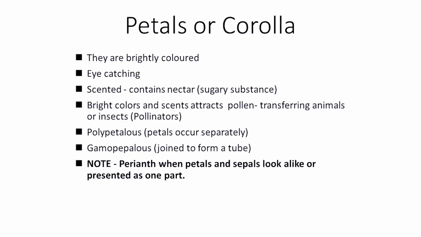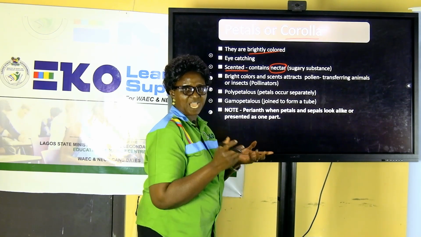Then the next part of the flower is the corolla, which we mostly call petals. What is the significant thing about these petals? They are brightly colored, and because they are brightly colored, they are easily attracted to the eye. A number of times, when we bring them close to ourselves, we discover that they are scented. They have this sweet smell, and they contain a substance called nectar, a sugary substance, which makes them attractive to a number of insects and other animals, and even sometimes humans, like hibiscus that has yellow color.